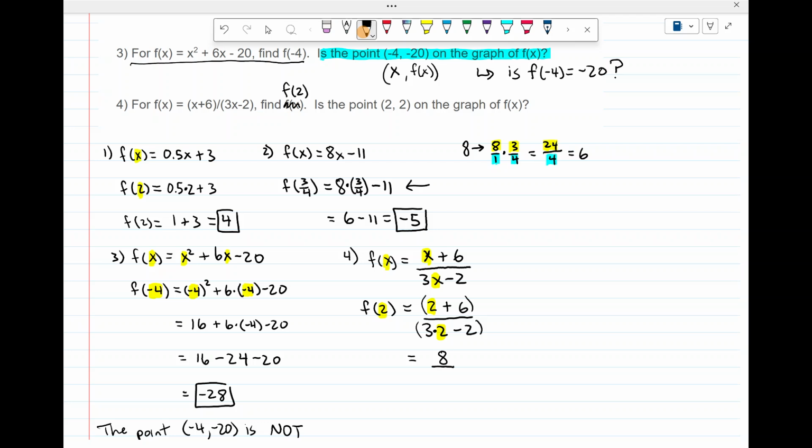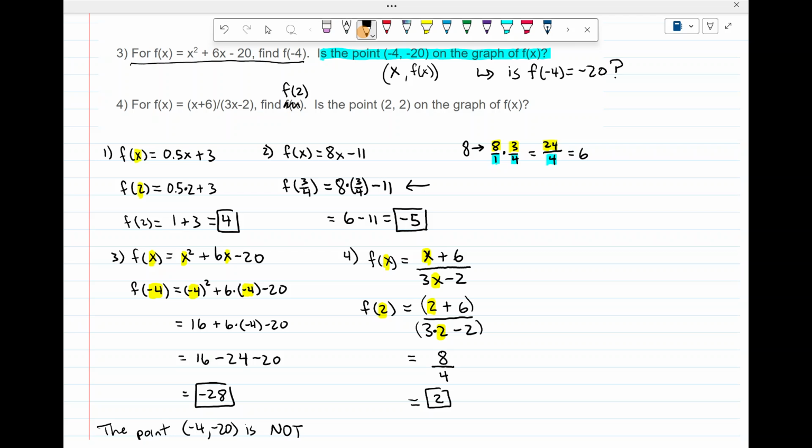Now let's do the bottom. And I'm going to do this in one step. First, I'm going to do multiplication. 3 times 2 is 6. And then I subtract 2, and that's going to be 4. And 8 divided by 4 is 2. So that is my answer.